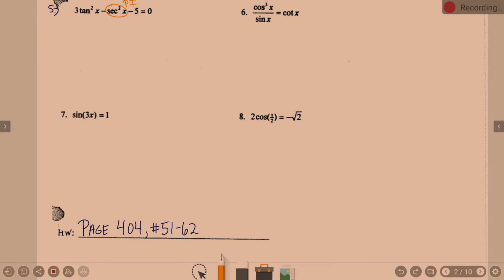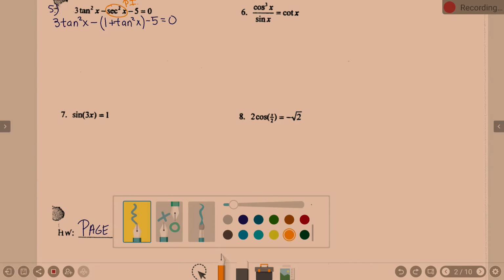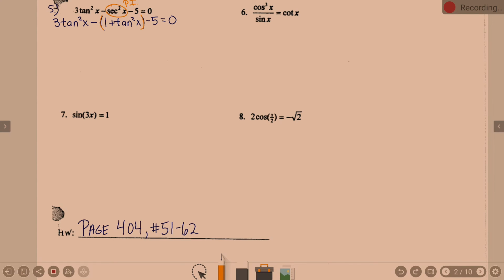So, let's rewrite. I'm going to rewrite this. I still have 3 tangent squared x, right? Minus, now since I'm minusing a quantity, I'm going to put in parentheses. We just said that secant squared is equal to 1 plus tangent squared x. And we still have minus 5 equals 0. Are you okay with what I've done? All I did is I took that secant squared and I replaced it with something it's equal to. And by me doing that, the advantage is now I have all one trig function. I'm not mixing and matching.